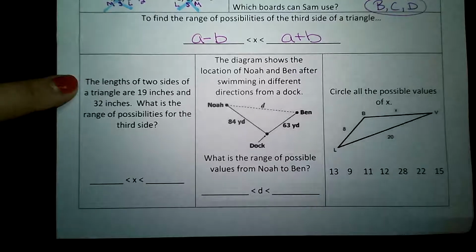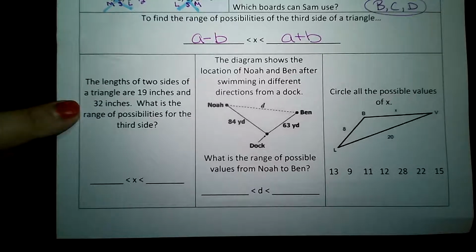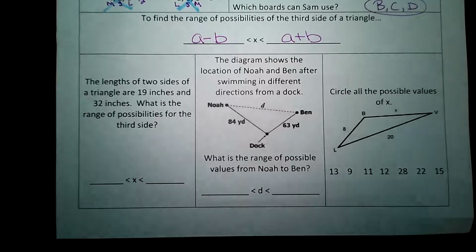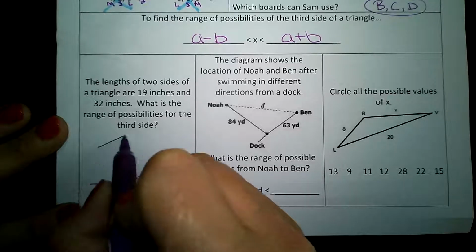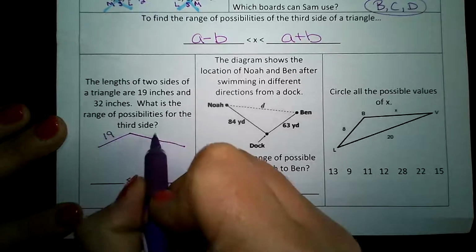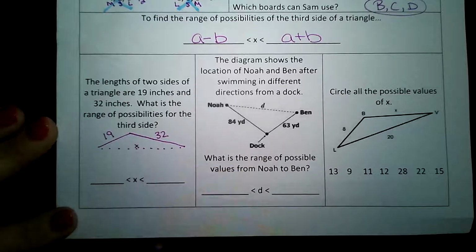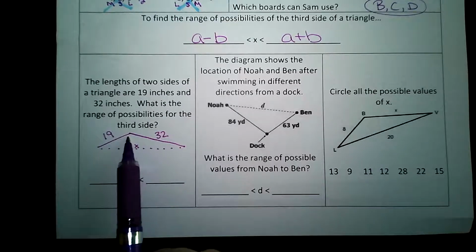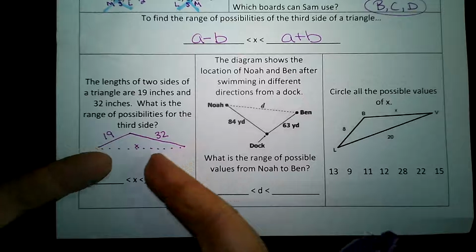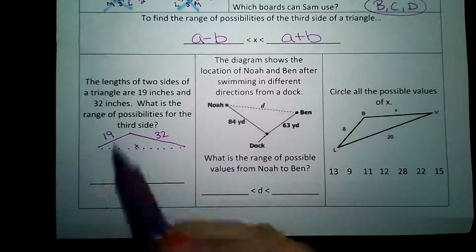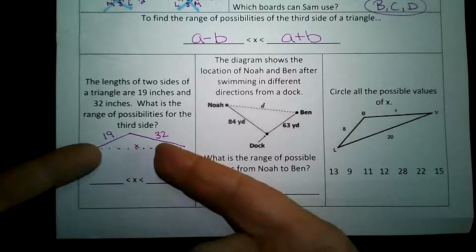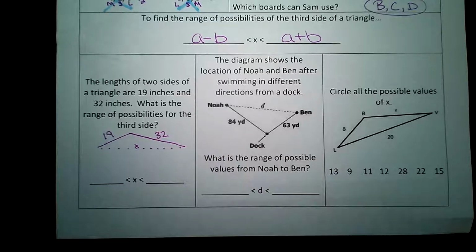Check out example 1. The lengths of 2 sides of a triangle are 19 inches and 32 inches. What is the range of possible values for the third side? All right, so here's a little visual. 19 inches and 32 inches, and we have no idea what this third side is. If this angle was super skinny, it would pull these 2 ends closer and the side would be short. If this angle is super wide, it would push the two ends apart and that side would be really long. So by finding x, we're finding what's the shortest it can be and what's the longest it can be.